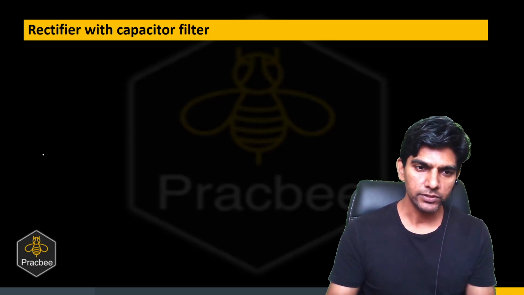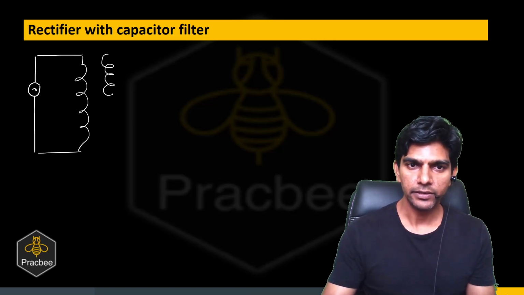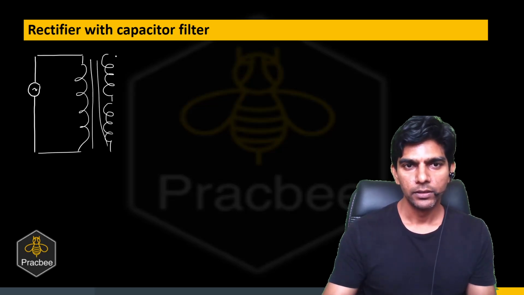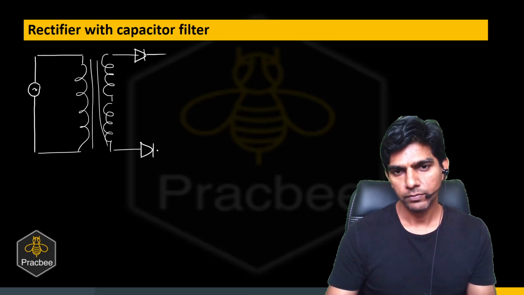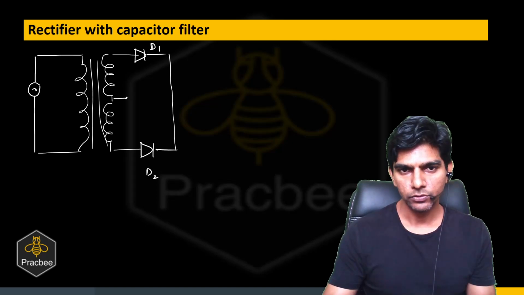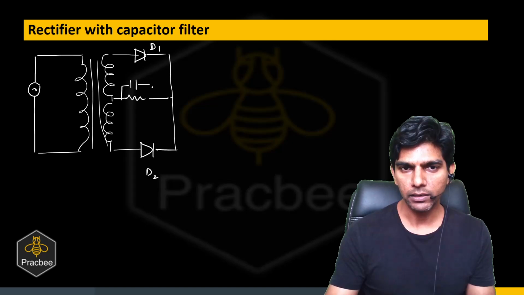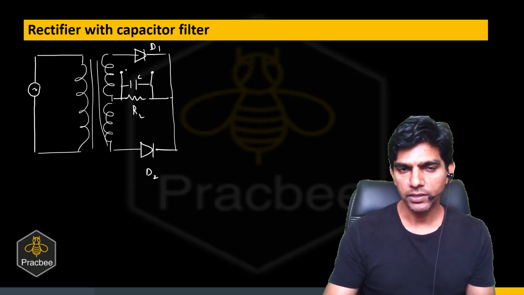So let me draw the circuit first. There is an AC source, and this is the primary winding. And again, we have a center tap transformer, right? So the secondary is split up into two parts. And there are diodes D1 and D2. And the load is connected like this. And we have connected a capacitor in parallel to the load, and we are measuring the output voltage across the capacitor.